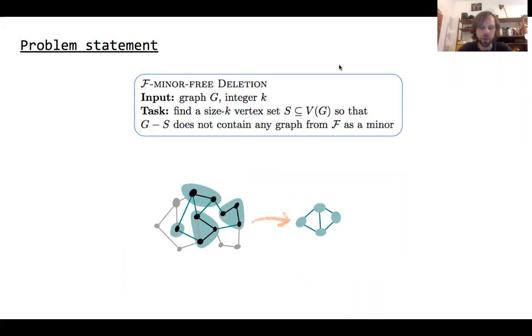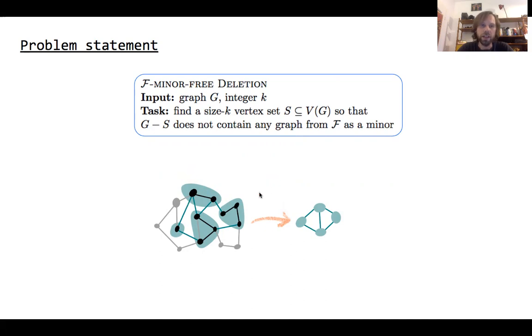First, recall what a minor relation in graphs is. One graph is a minor of another if it can be obtained from the second graph by a series of edge or vertex removals or edge contractions. In this example, by removing the gray vertices and edges and contracting the black edges, we can obtain the graph on the right.